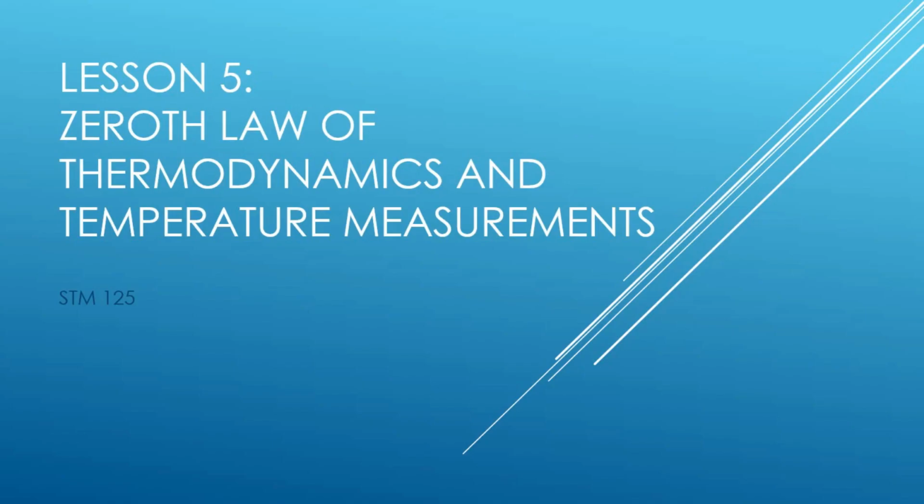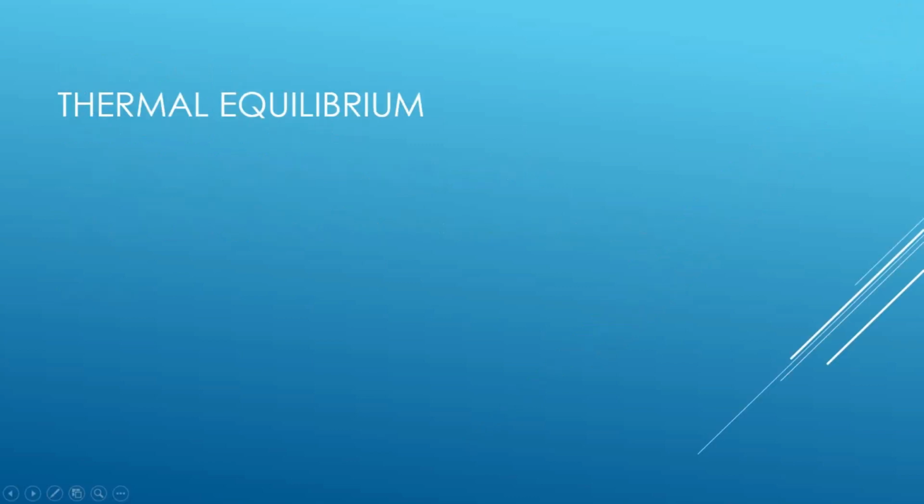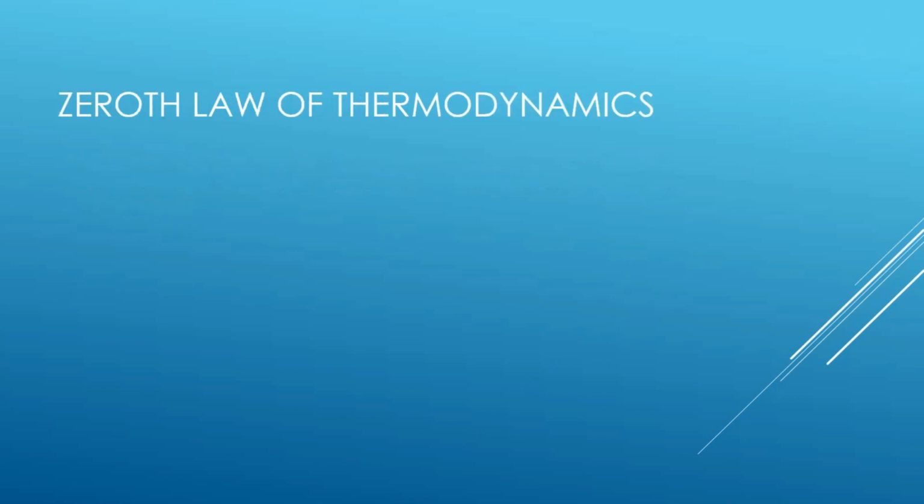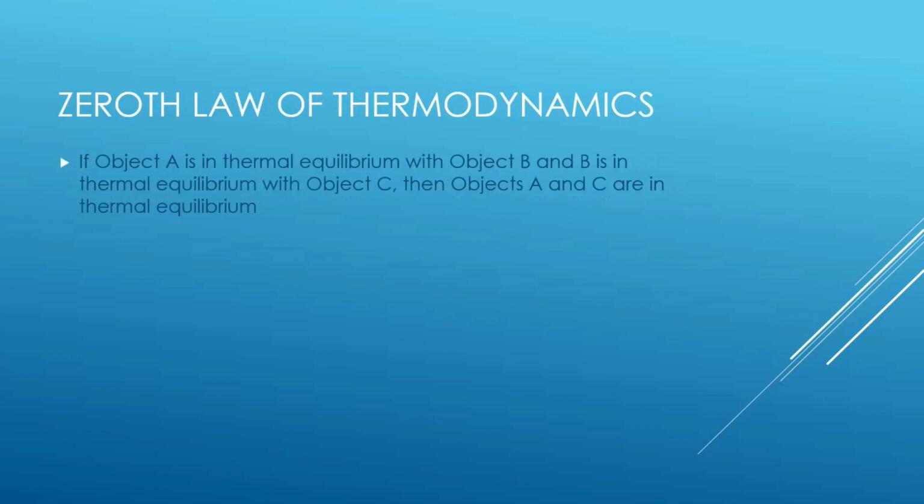So next up is the Zeroth law of thermodynamics and temperature measurements. First off is thermal equilibrium. This states that it is when the thermometer and its surroundings have the same temperature and no further changes occur to both the thermometer and surroundings. Okay, the Zeroth law of thermodynamics.